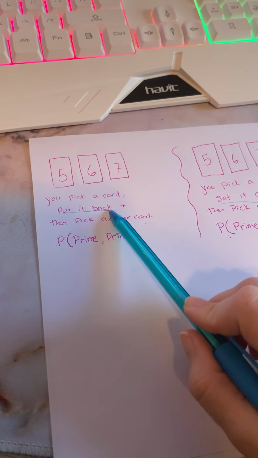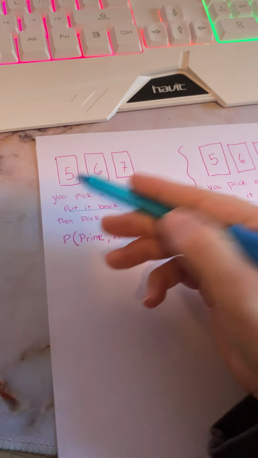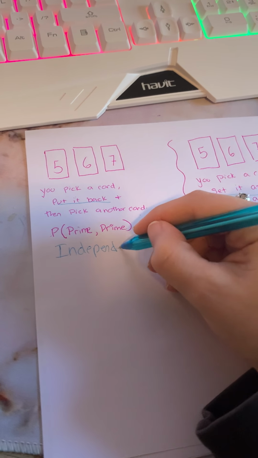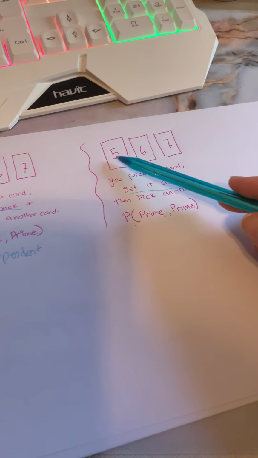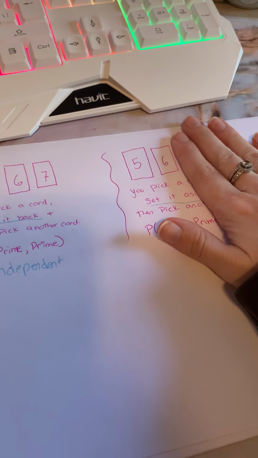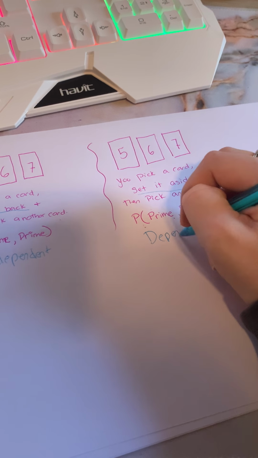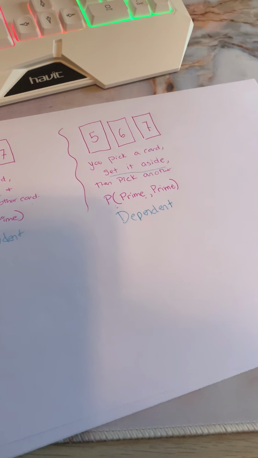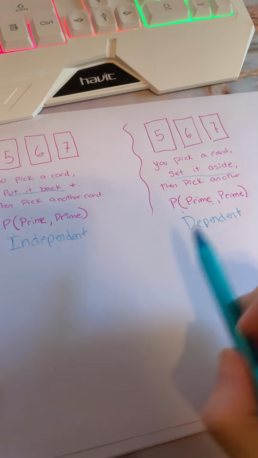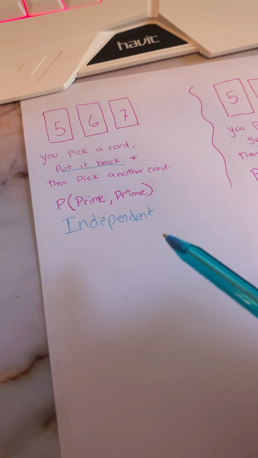If you put it back, you're taking out of 3 cards the first time and out of the same 3 cards the second time. That makes this one independent because you put it back. The second one, if you pick out of 3 cards, set one aside, the second time you're only picking out of 2 cards. So that means this one's going to be dependent because you set that one aside, it changes the second time you pick it. So finding the probability is a little bit different because one's independent but one's dependent. So I'm going to go and find the probability for each one of these.